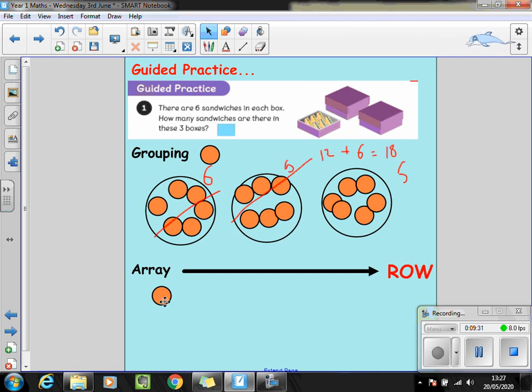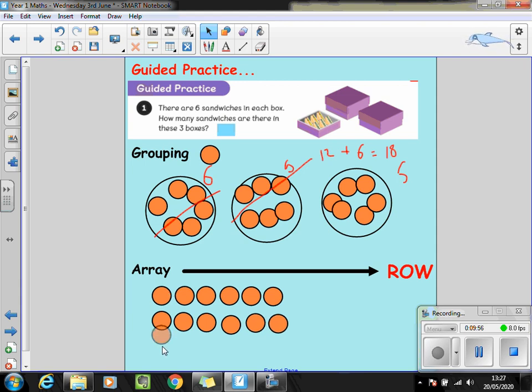Let's have a go at the array. There are 6 sandwiches in a box. I'm going to make a row of 6 because that represents 1 box. Okay, and I've got 3 boxes, so I'm going to make another row to represent the second box of 6 sandwiches. And then I'm going to make a third row to represent the last row of sandwiches.